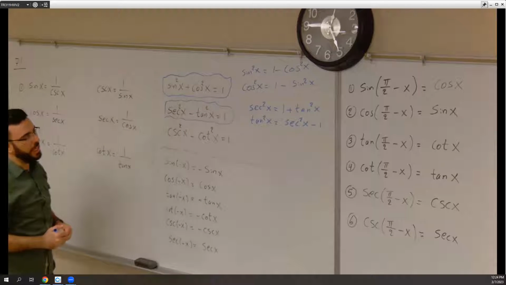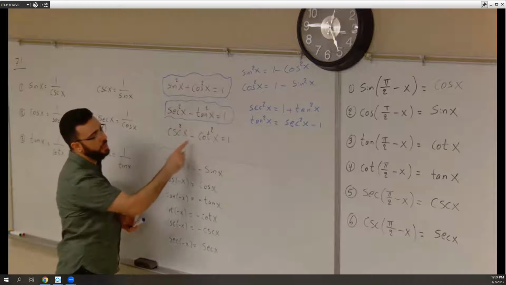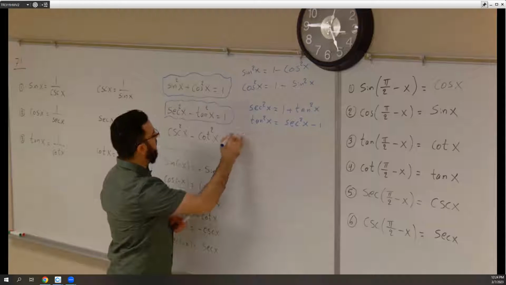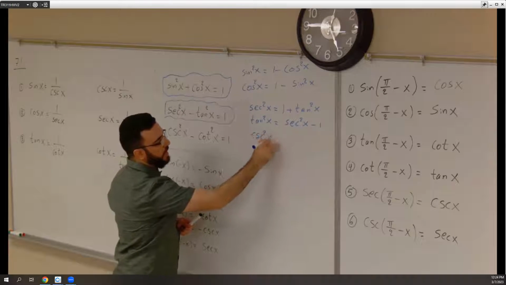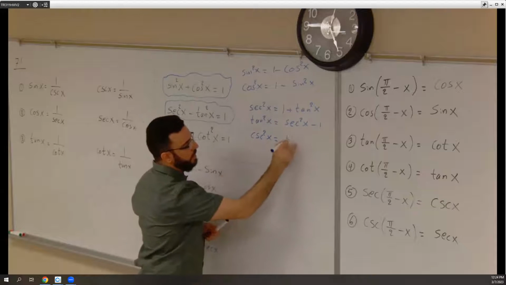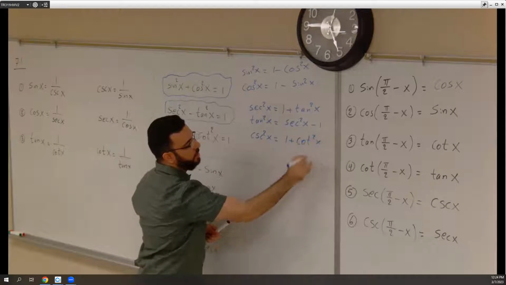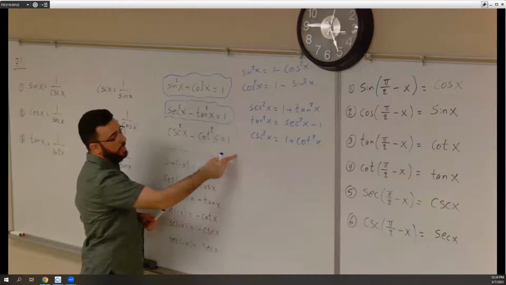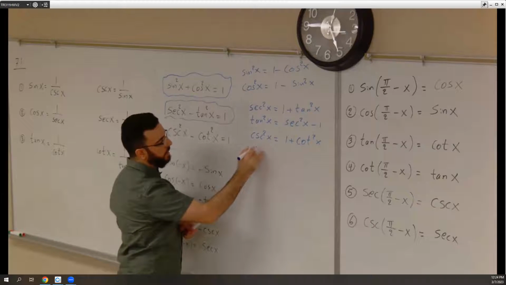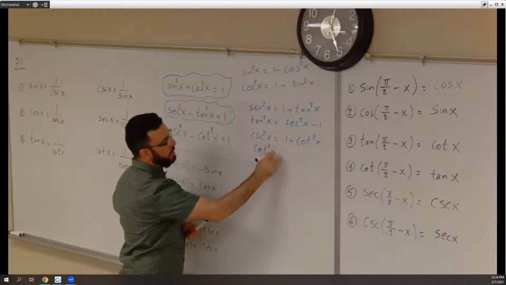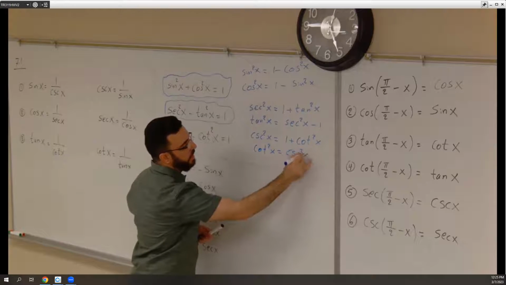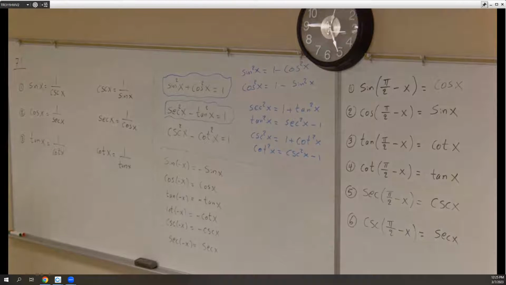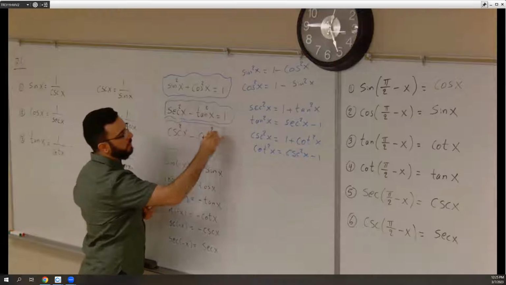The third one is exactly the same thing, but now we have cosecant square x minus cotangent square x equal to 1. That means if I need to find the cosecant square x, it's going to be 1 plus cotangent square x. If I need to find the cotangent, you move this one to the right side and the 1 to the left side. That means cotangent square x will be cosecant square x minus 1. Okay? And we're just going to focus on these 3 rules.